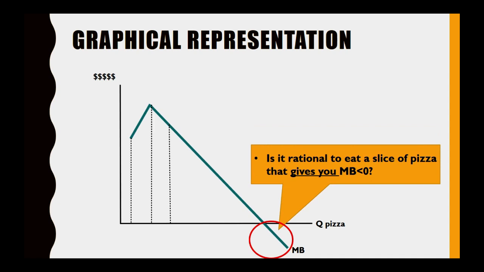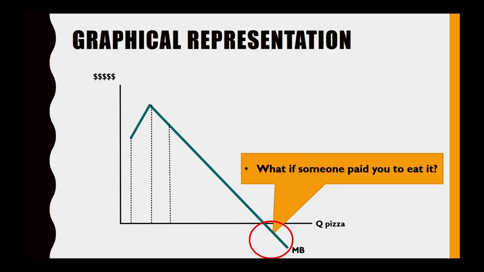So guys, is it rational to consume something that gives you negative marginal benefit? Is it rational? No. Unless you what? Unless I'm being paid. So if you're going to pay me for my pain and suffering, it might be rational. But voluntarily, would I voluntarily consume a slice of pizza in that negative marginal benefit region? No, I would not. It's irrational. So what if somebody paid you to eat it? Could it be rational if somebody paid me? So I'm going to get negative $3 marginal benefit from eating this slice of pizza. And Abraham says, I'll give you $5 to eat it.